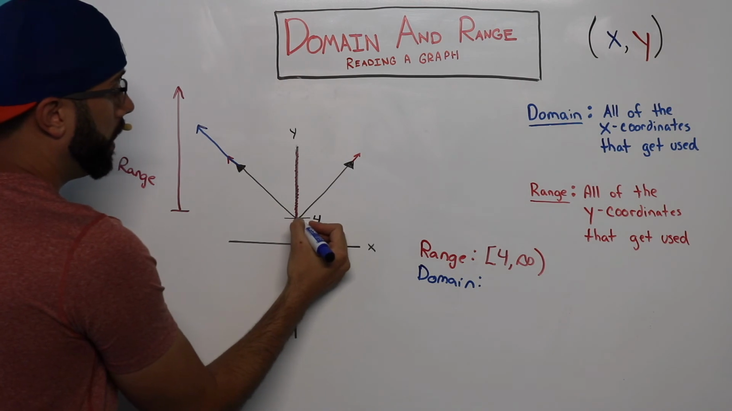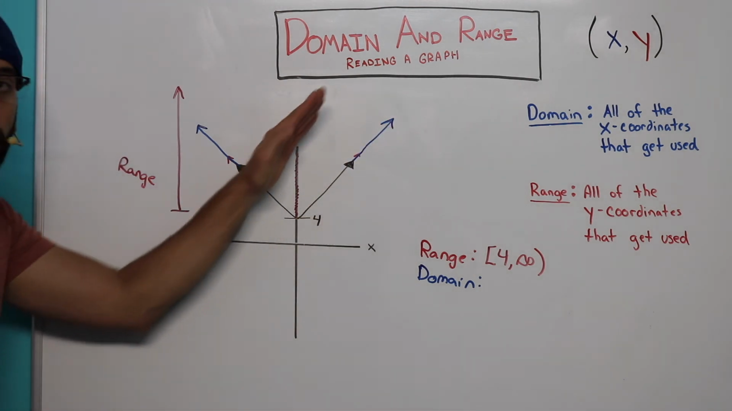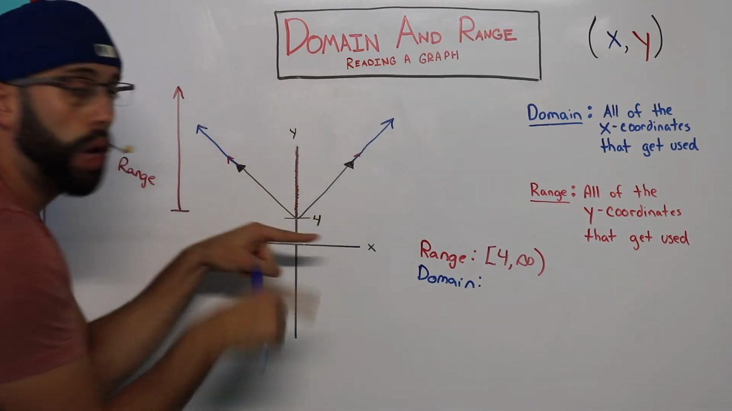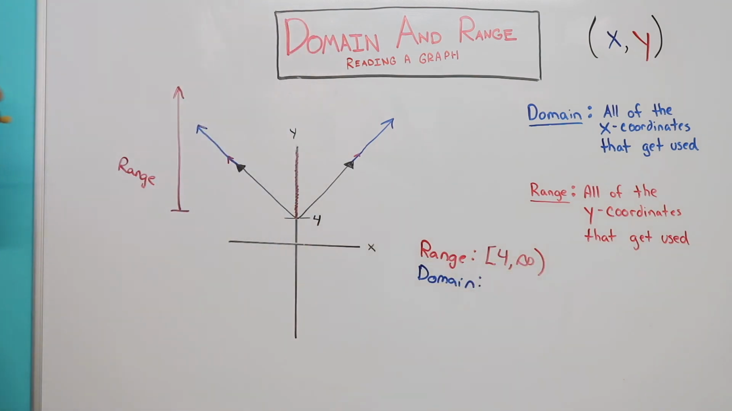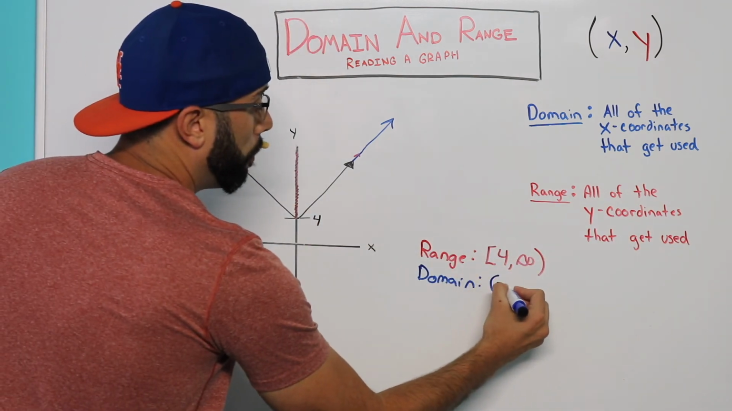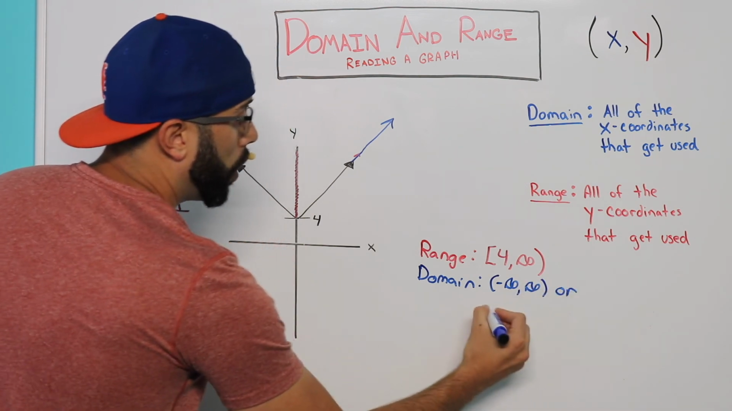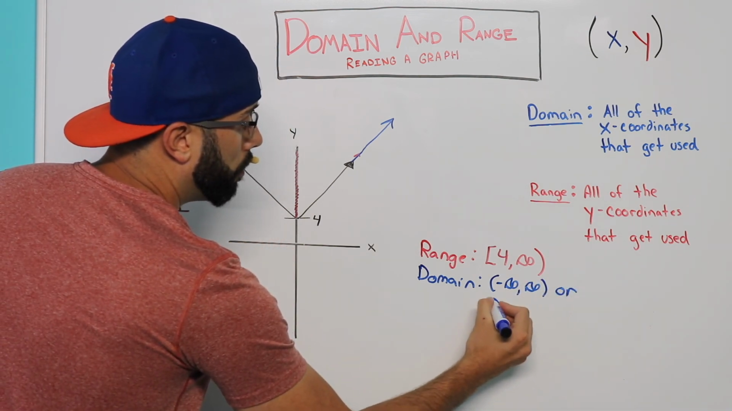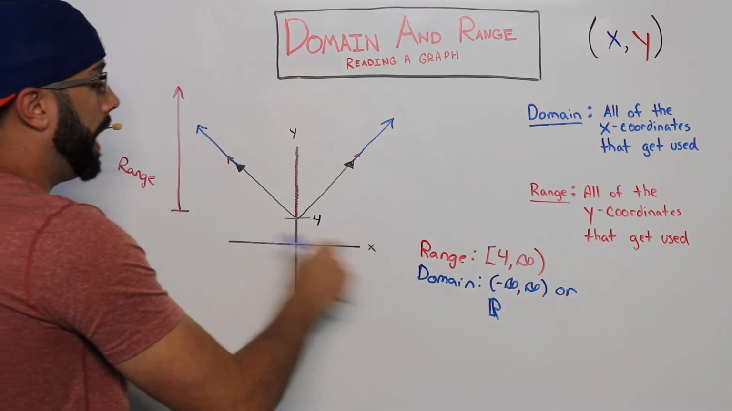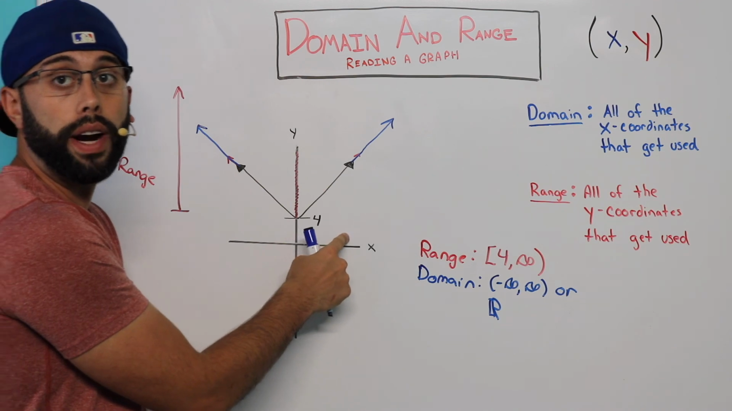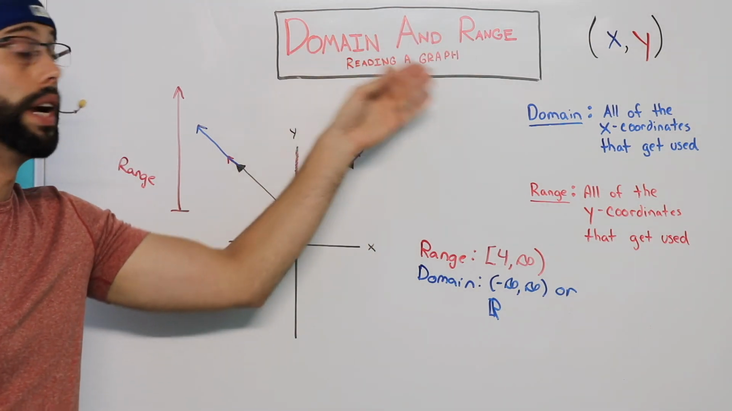And if we look over here, this graph is still going forever and ever in this direction. It is going right forever. So it's going to infinity. That's going from negative infinity to positive infinity, or I like to call it R with a double bar, all real numbers, because there will always be an x value on this graph. So that was another example of domain and range reading a graph.